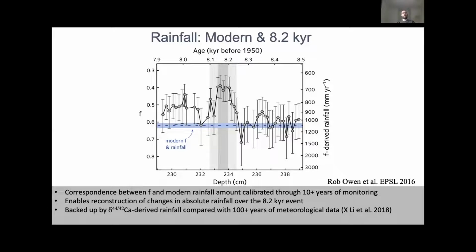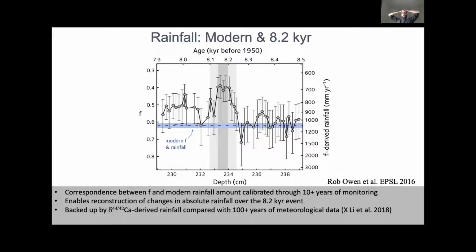Actually, because of the incredibly valuable modern day monitoring that's been going on for over 10 years in that cave, thanks to efforts by Cha-Young Hu and his team, we're able to establish the correspondence between F and modern rainfall amount. And that has enabled, in this particular case, to reconstruct changes in rainfall over the course of that 8.2 kiloyear event. So on the left-hand side, we have changes in the absolute amount of PCP. On the right-hand side is a reconstruction of the change in rainfall amount.